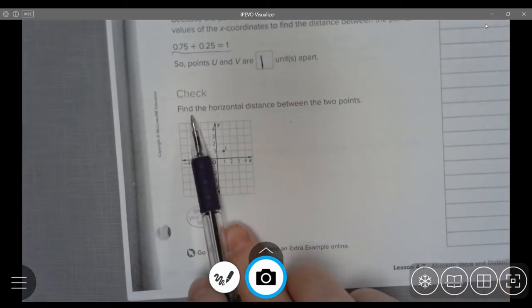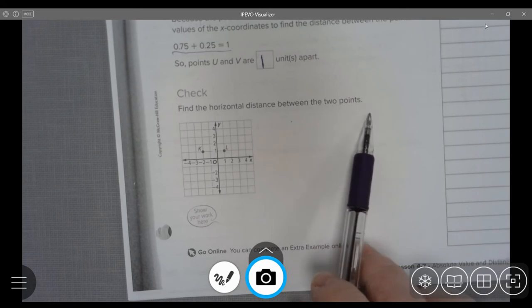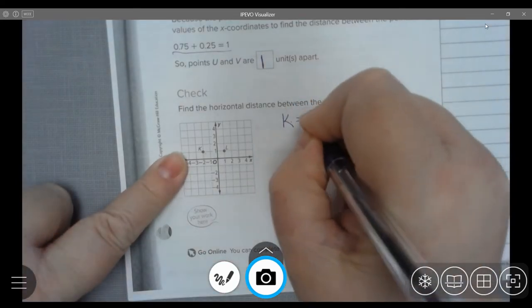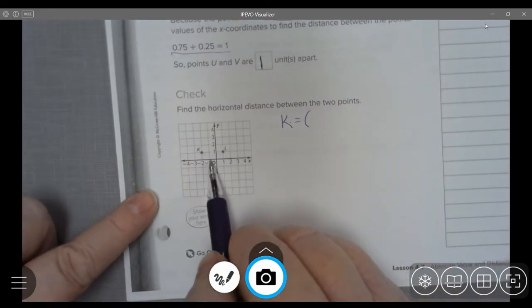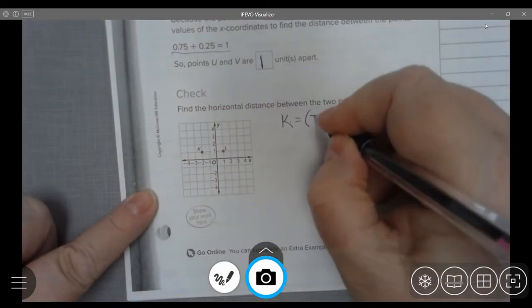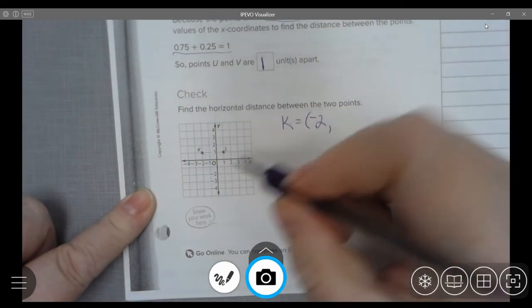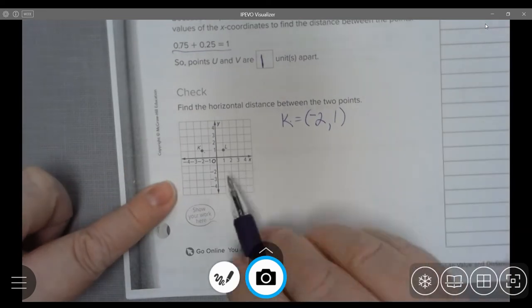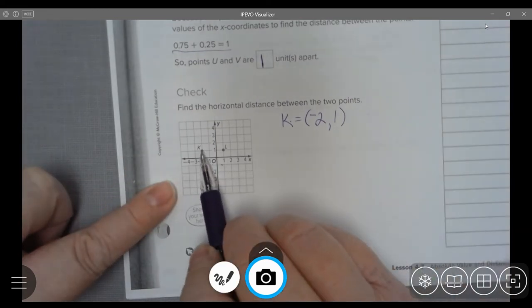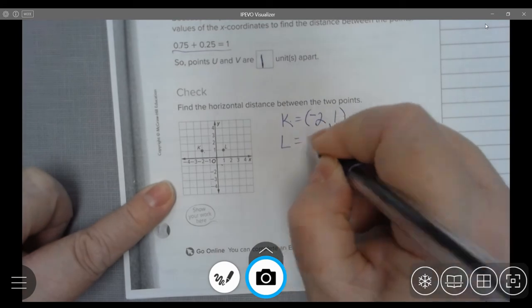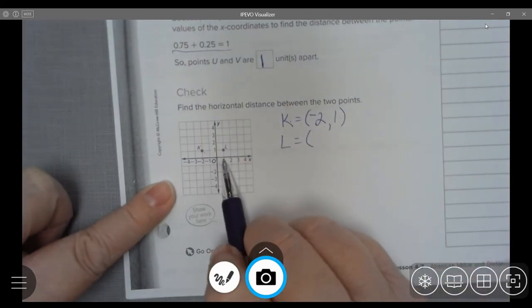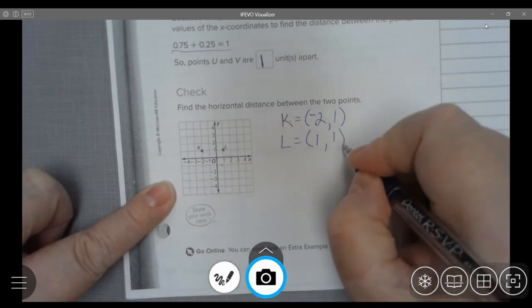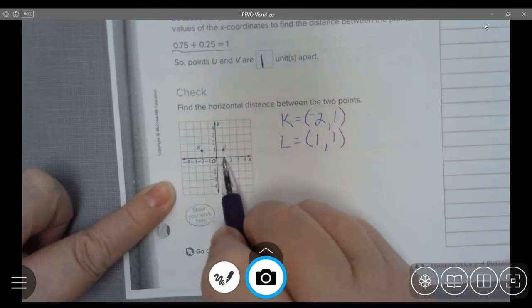Check. Find the horizontal distance between the 2 points. So we have point K and point L. So point K, we would say we go over -1, -2, so it's a -2, and we go vertically 1. So the coordinates for K would be -2, 1. The coordinates for L, we go over 1 unit, so it's a +1. We go up 1 unit, it's a +1. So for L, it's +1, +1.